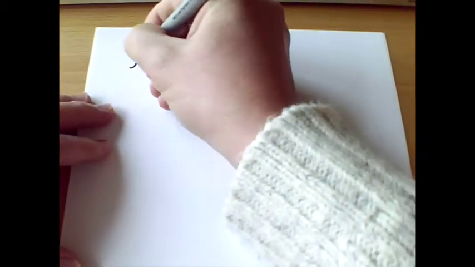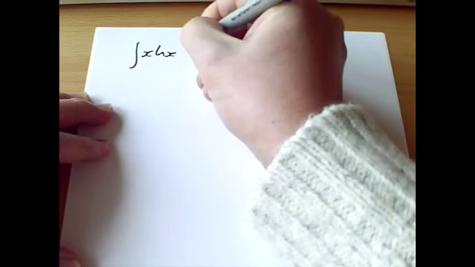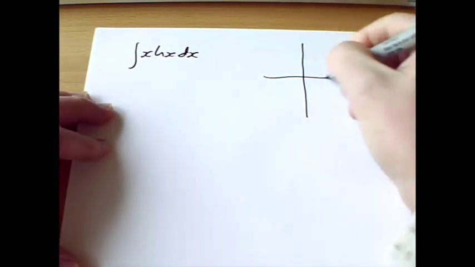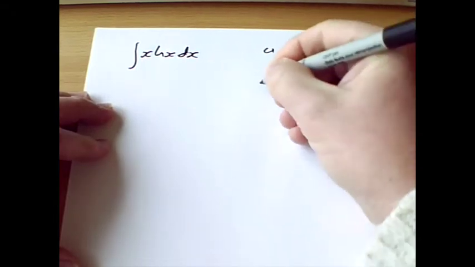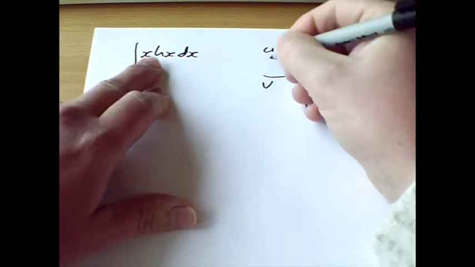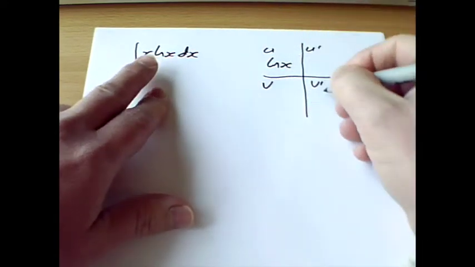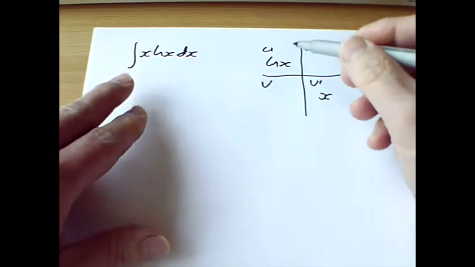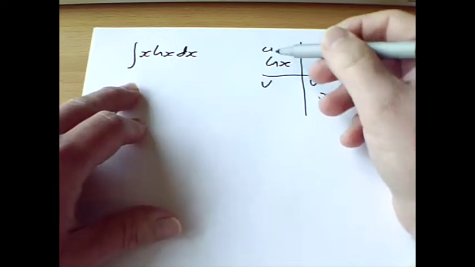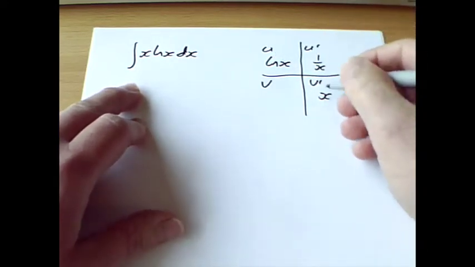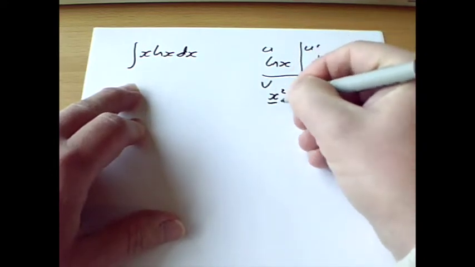So we are going to start with the integral of x ln x dx, and this time round we're going to have u and u prime, v and v prime. Instead of choosing u as x, we're going to have ln x as our u, and that's going to give us our v prime here as x. Now to complete this, we differentiate ln x. The derivative of ln x is 1 over x, and then the integral of x is x squared over 2.